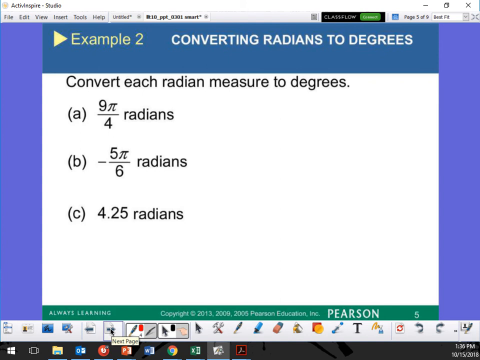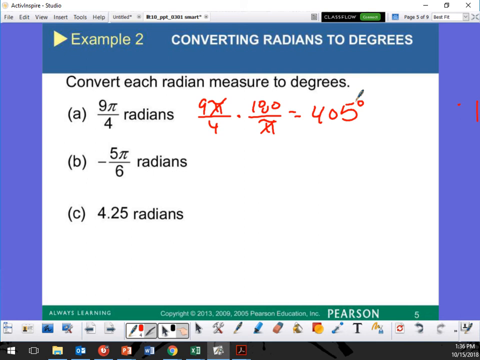Okay, convert each one to degrees. So now, what am I going to multiply by to convert it? 180 over pi. So it's going to be 9 pi over 4 times 180 over pi. What's going to happen to those pi's? They cancel. So 9 times 180 over 4, which gives you 405 degrees.